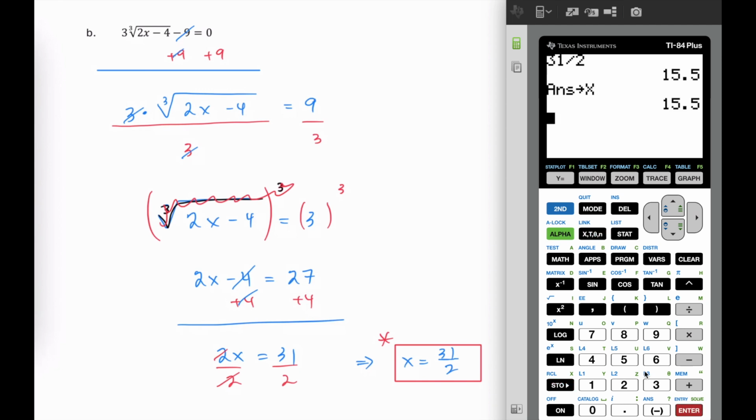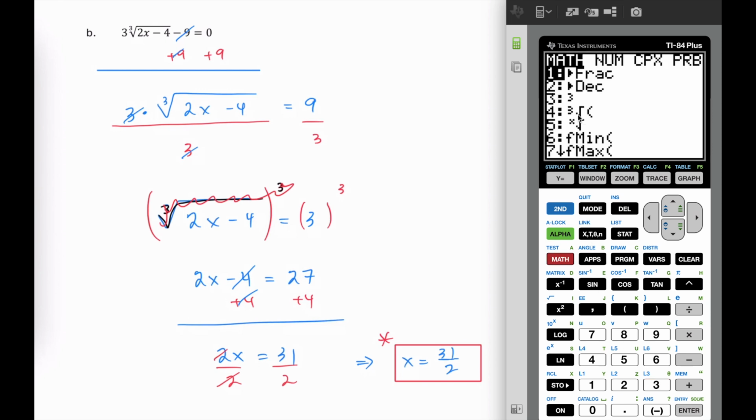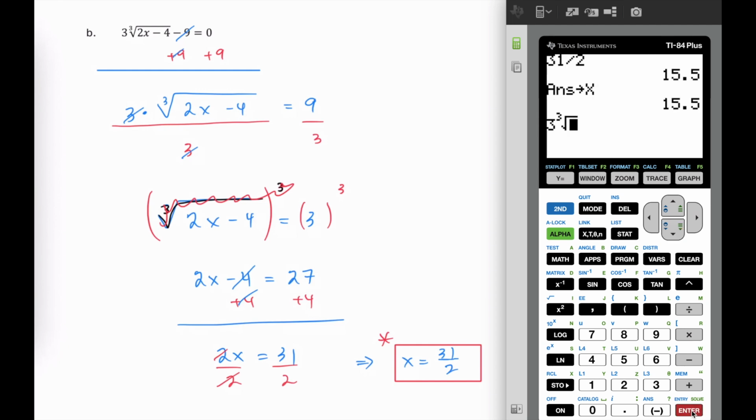Then we'll go back to the beginning problem, which was 3 times the cubed root. And in order to get the cubed root, we're going to select math. And then right down here in that math menu is the cubed root. So we can hit either arrow down to get number 4, or we could also hit number 4 and then hit enter. So that gives us our cube root. Now we'll say 2x minus 4. Remember, our answer is already stored into that x value. And then we'll come out of the radical and go minus 9, and then hope that we end up with 0, and we do. So our solution does work in this second example.